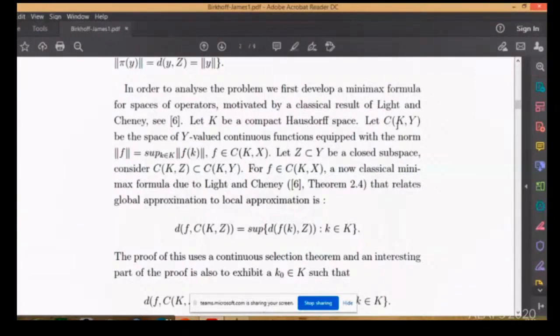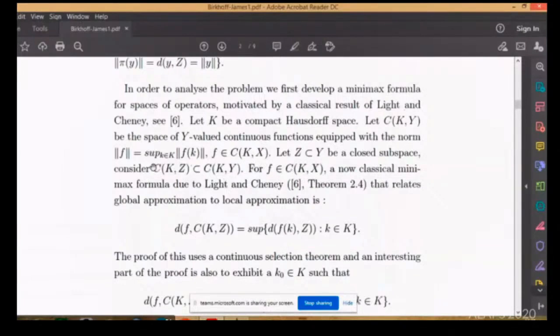Somehow these kinds of things have been looked at by well-known approximation theory people. This is William Light and E. W. Cheney. This is a monograph by them called Approximation in Tensor Product Spaces, and one knows that there is a close relationship between tensor product spaces, particularly injective tensor product spaces, and compact operators. So this is the kind of setup one would like to know.